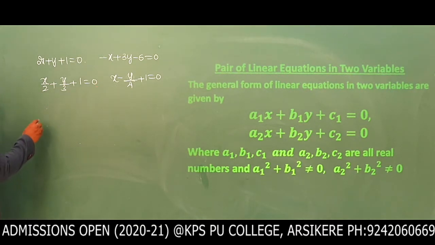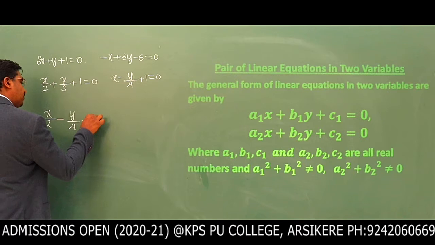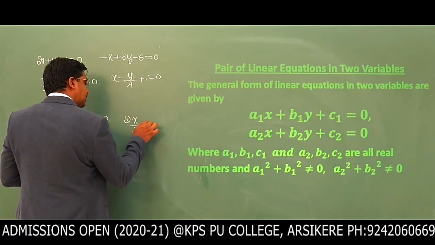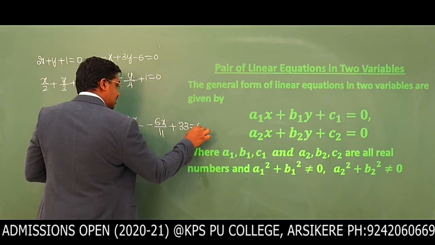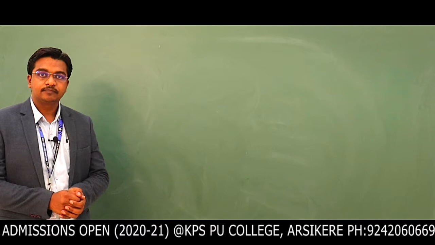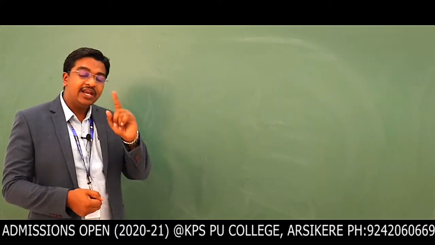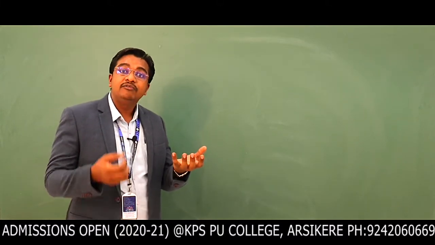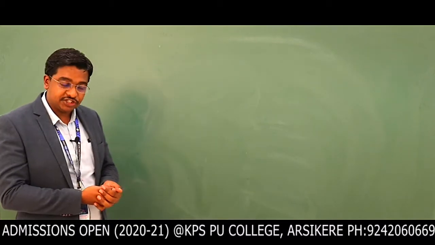I will give another example here. x divided by 2 minus y divided by 4 plus 4 is equal to 0. And another one, 2x divided by 3 minus 6x divided by 11 plus 33 is equal to 0. Once you get the pair of linear equations, the next step is to find the values of x and y, right? They are nothing but the solution of the given pair of linear equations.